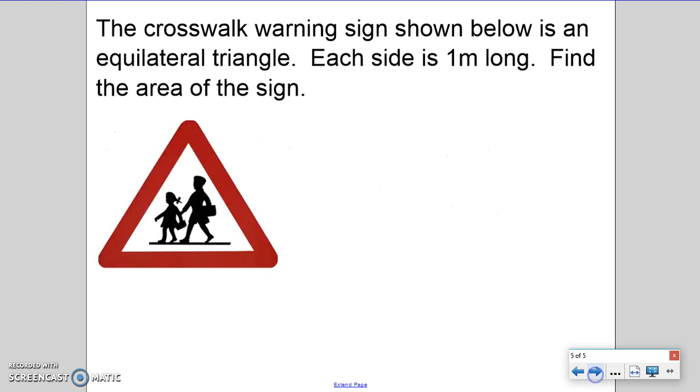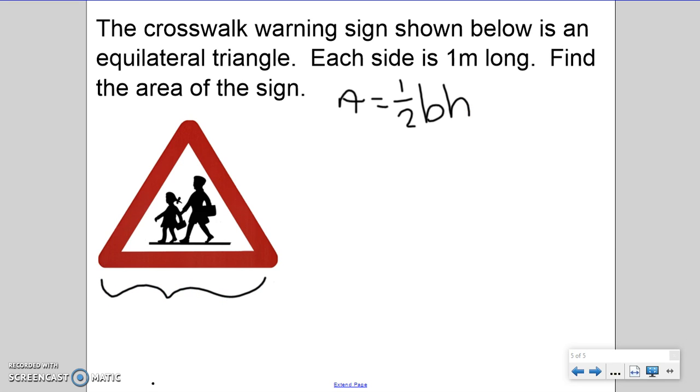And I have one more example that we're going to do together in this video, and it's dealing with a crosswalk warning sign, which you see a picture of right here. Our goal for this question is to find the area of this crosswalk sign. We know that the area formula for a triangle is 1/2 base times height. And so I need to know the base of this triangle and the height of the triangle. This is the entire base of the triangle, which is 1 meter. So I have that already. What I do need to find is the height of the triangle.